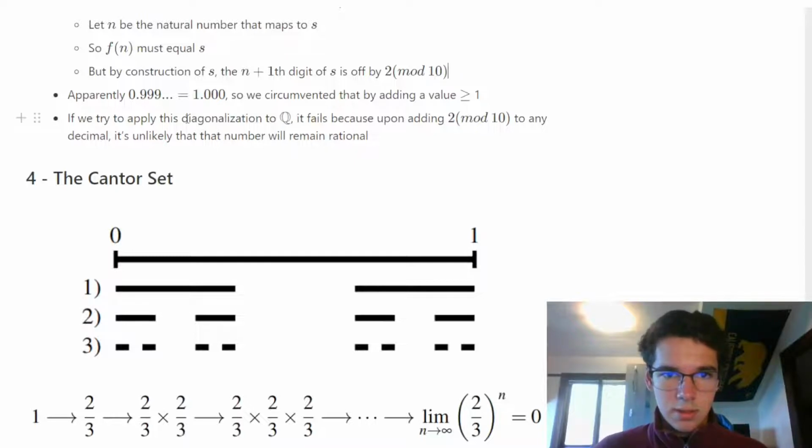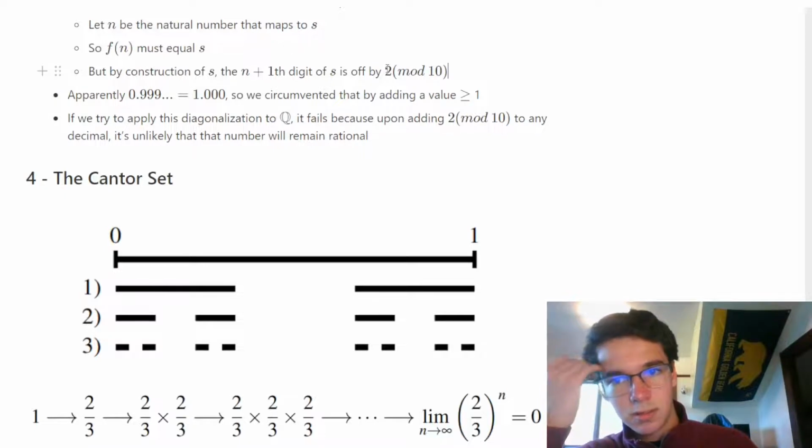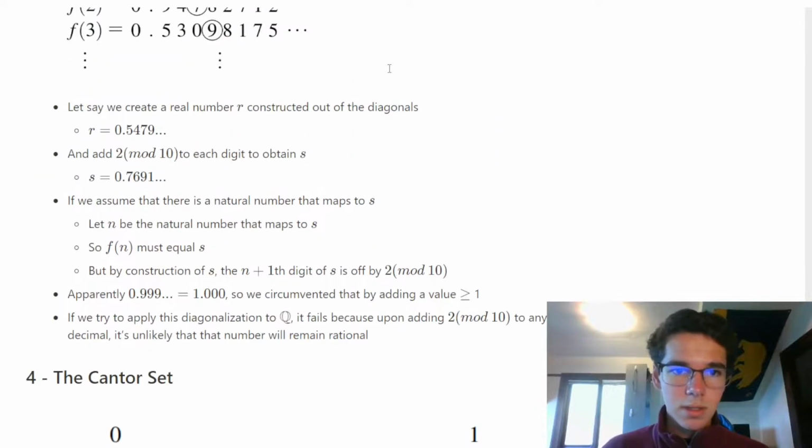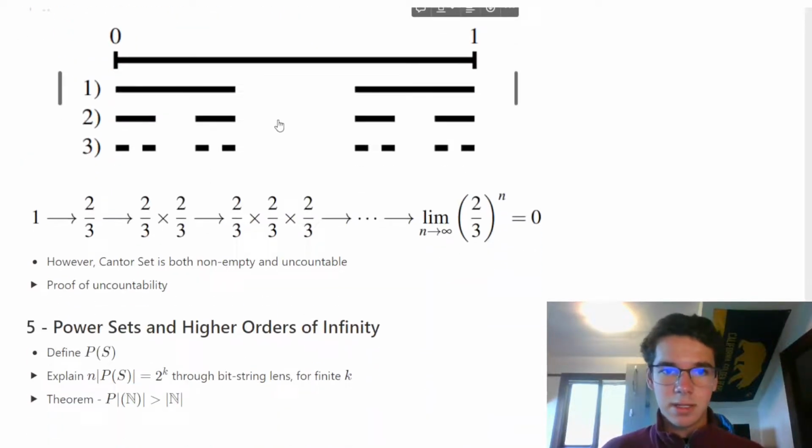So if we apply this diagonalization to Q, it fails because upon adding 2 mod 10 to any decimal, it's unlikely that that number will remain rational. Okay, so next we're going to go on to the Cantor set.